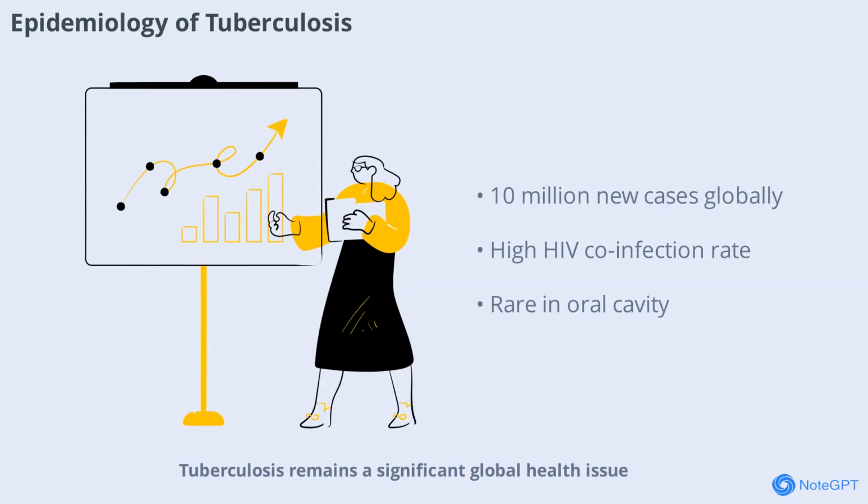Tuberculosis remains a significant global health issue. According to the World Health Organization, in 2017 there were 10 million new cases worldwide, with a notable proportion co-infected with HIV and a growing number of multi-drug-resistant cases. In Vietnam, there were 126,000 new cases and 12,000 deaths reported in the same year. Oral TB is rare, but when it occurs, it is usually a complication of pulmonary TB, often seen in immunocompromised individuals or those with chronic, untreated disease.